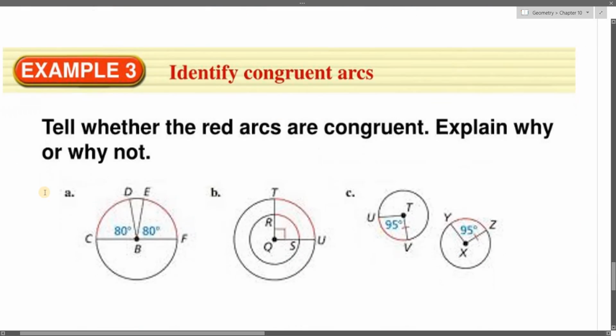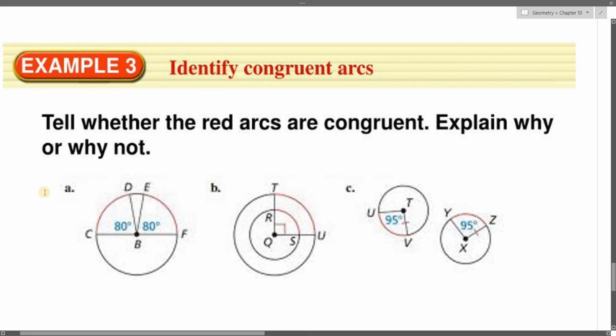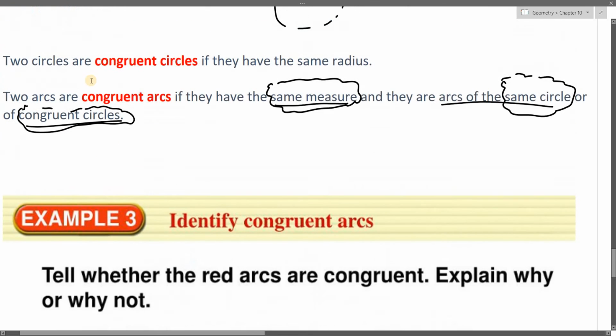So down here, tell whether the red arcs are congruent. Explain why or why not. All right, notice in this particular one, letter A, we're looking at CD, and we're looking at EF. Are they congruent? I would say, and you probably would agree with me, that arc CD is congruent to arc EF, and the reason being is they're in the same circle and their measures are equal. Precisely, they are 80 degrees in each one. So again, there's that rule. The arcs are the same measure and they're in the same circle.